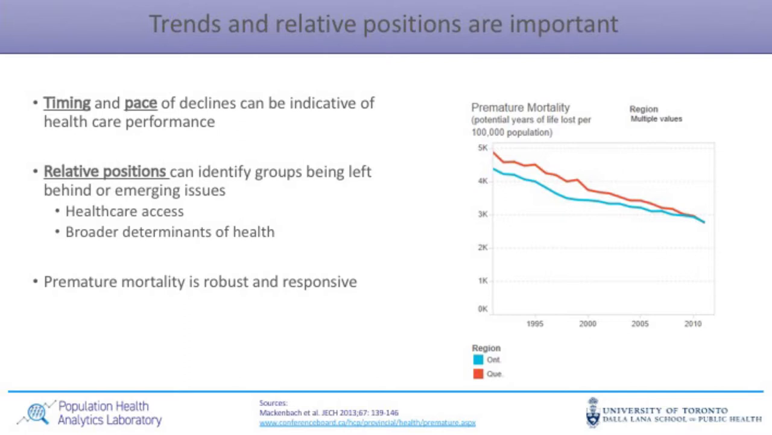And that's where the relative positions are important, because when we look at where we stand relatively, we can see if there are issues with access or determinants of health. The other thing about mortality is that it's very robust and responsive. A lot of people assume if we make changes now, we're not going to see them for 50 years. That's just not true. If you look at things like the global financial crisis or big shocks to the system, premature mortality responds almost immediately. You see effects, and we've seen this a lot in the US. So it's actually a good metric for a lot of things.